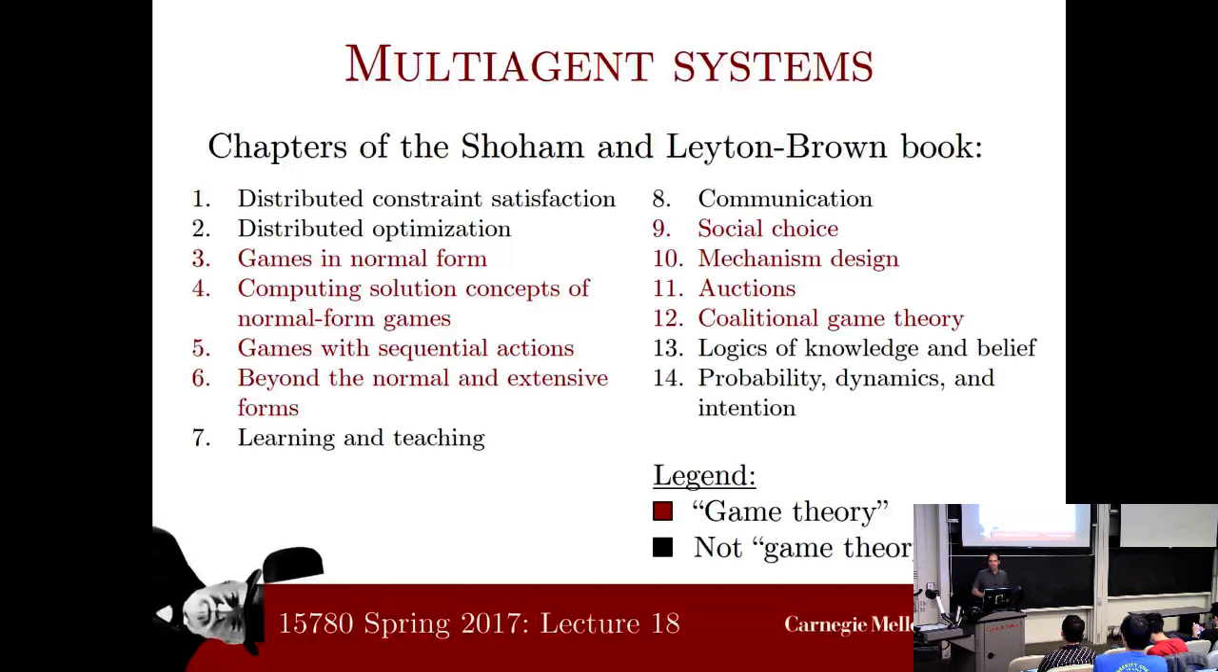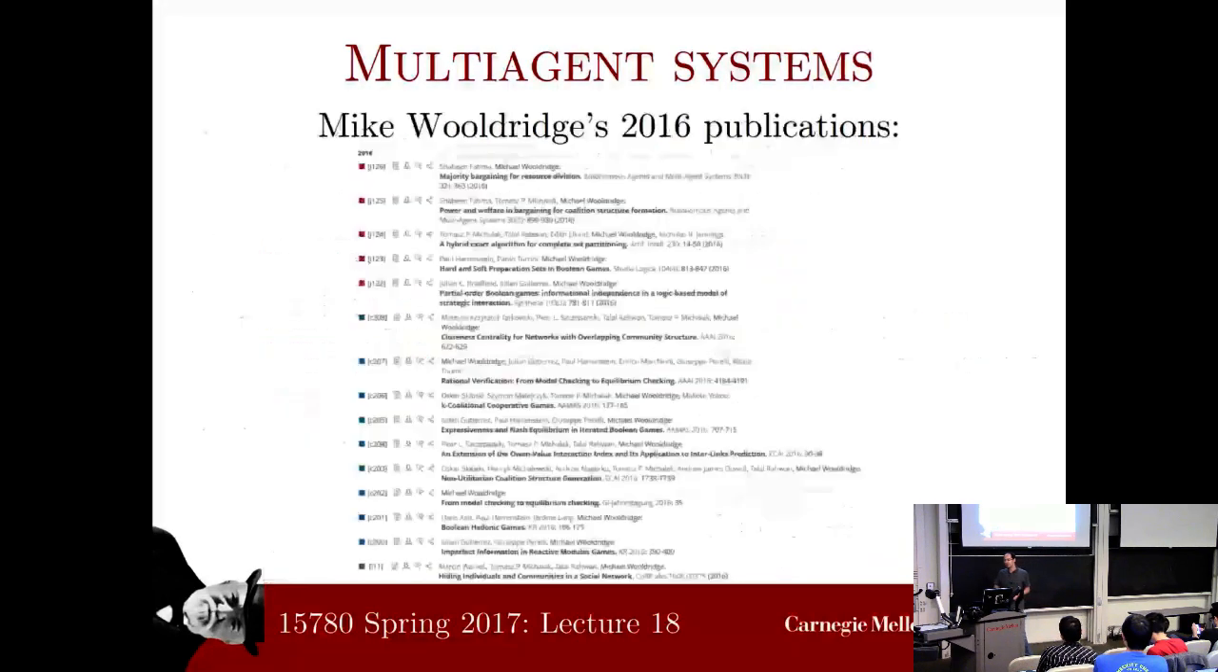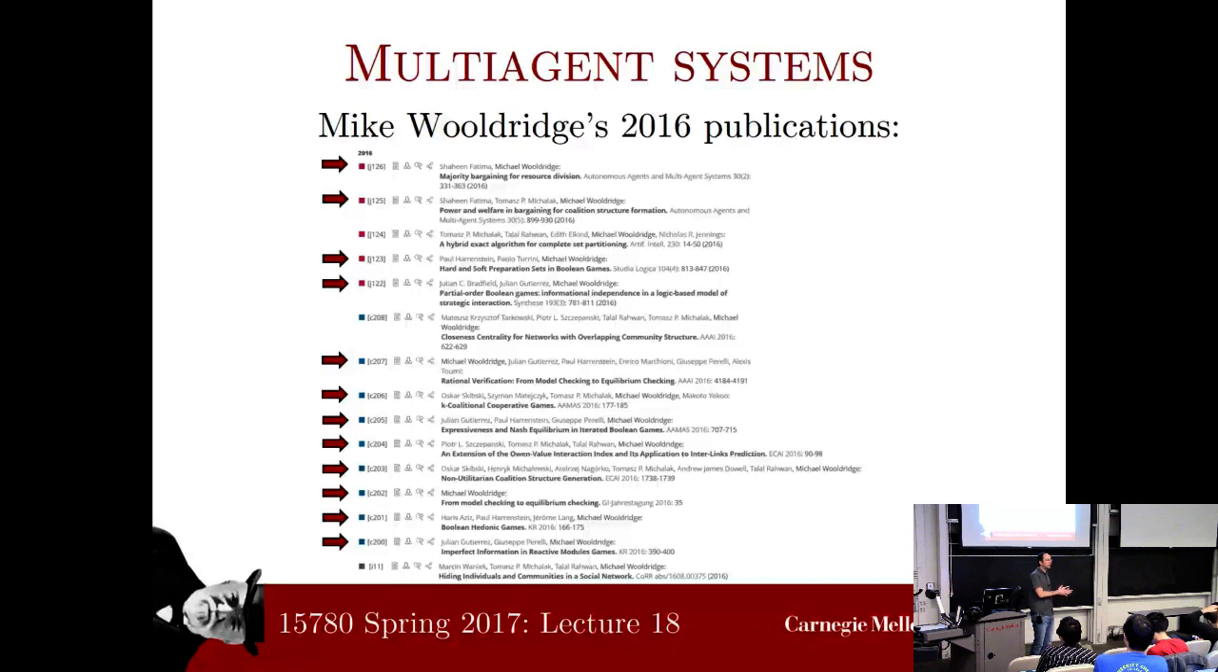of contents. Now, the book by Mike Wooldridge does have some game theory and social choice and so on, but in terms of fraction, it's a much smaller fraction of the content of the book. However, I just pasted Mike Wooldridge's 2016 publication list. He's published many papers in 2016, and all of the ones marked with an arrow are papers about game theory. So even though the other book written by Wooldridge doesn't have a lot of game theory in it, Mike has been doing a lot of work on game theory in recent years. So this is really something that's become very, very prevalent in the multi-agent systems community.